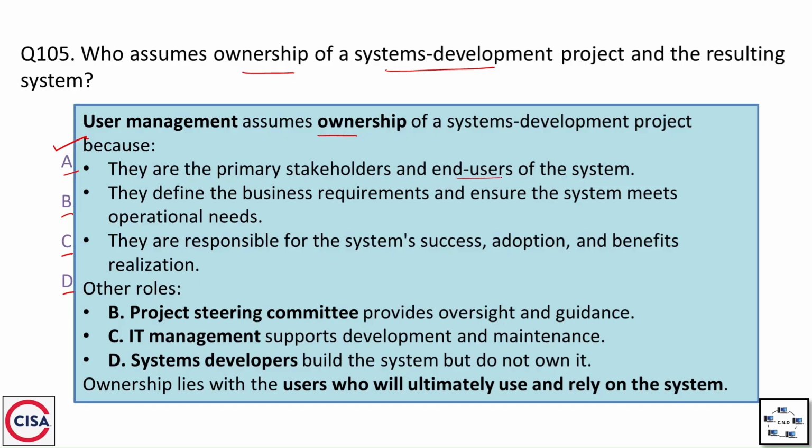So user management assumes the ownership of a systems development project because they are the primary stakeholder and end users of the system. They define the business requirements and ensure the system meets operational needs. They are responsible for the system's success, adoption, and benefits realization.